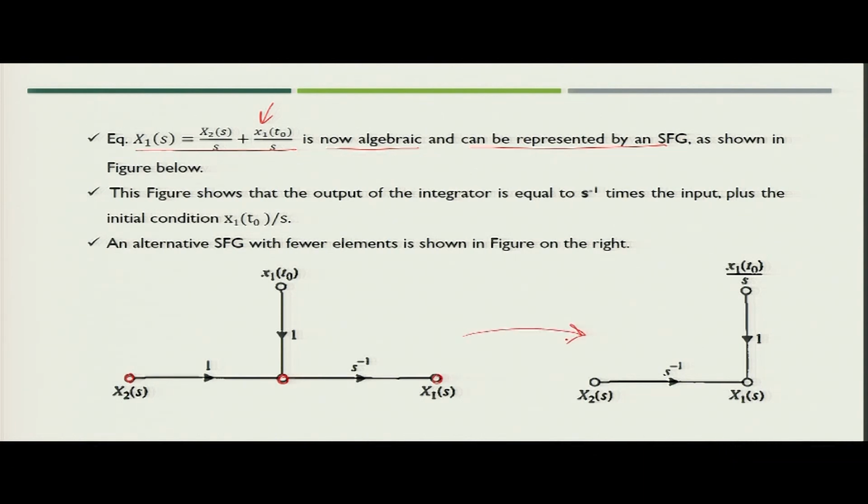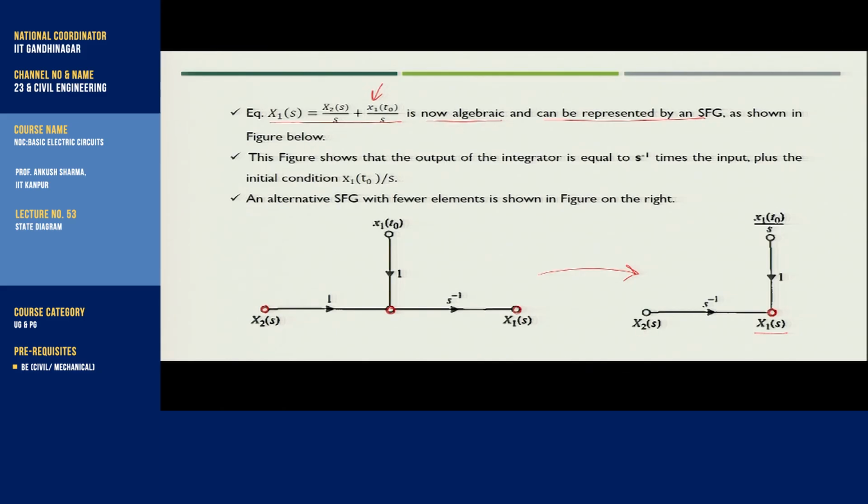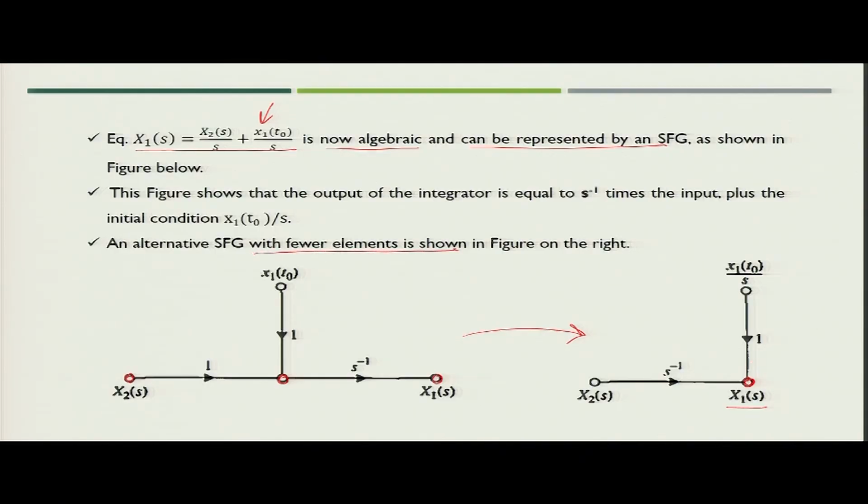Alternatively, you can also represent it with fewer connections. Say this block is representing x1(s), so 1 by s you can put in both of the cases. Here when you sum up, you will get x2(s) by s plus x1(t naught) by s. So, both figures are representing the same equation. The advantage of this particular figure is that you need fewer elements to show the equation which we just derived.